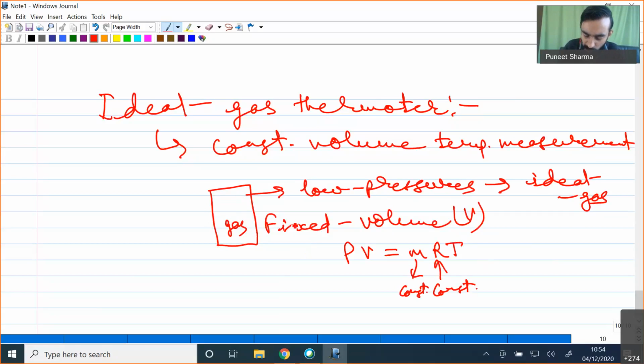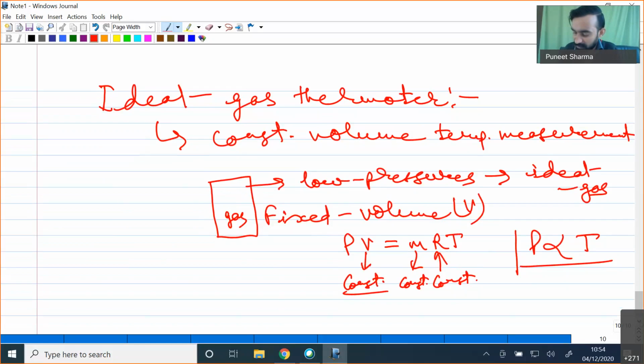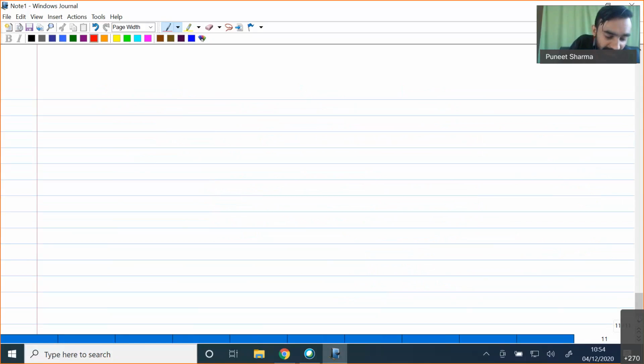This is a closed system we have made, and this V is also constant because the boundary of the container is fixed. So I can say that my pressure is directly proportional to temperature. It means if I can measure the pressure, I can obtain the corresponding value of temperature and relate it.